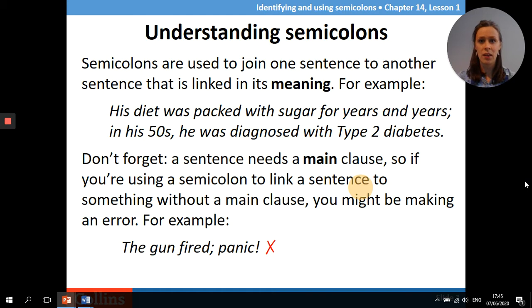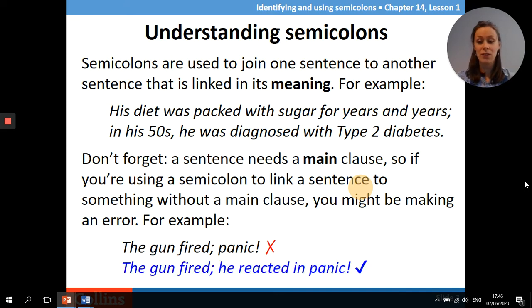The gun fired; panic. Panic isn't a sentence in itself. It's a fragment. If you want to use the fragment for dramatic effect in a piece of creative writing, that's fine, but it needs to be clearly intentional. And in this case, it would mean putting a full stop before panic and capitalizing the P.